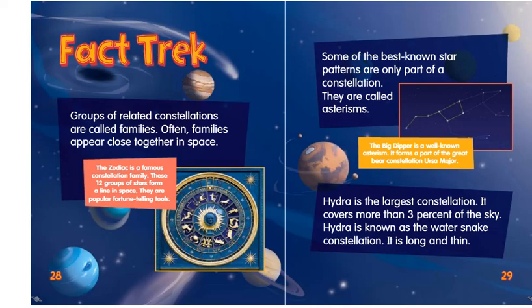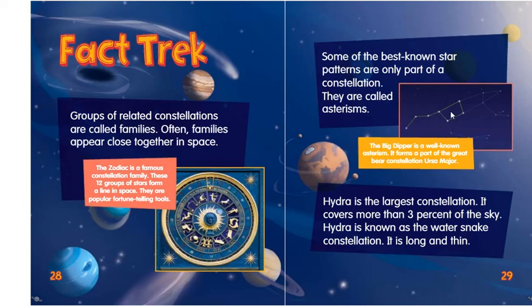And final page today, fact check. Groups of related constellations are called families. Often families appear close together in space. So some of the best known star patterns are only part of a constellation, and they are called asterisms. So some of those would include like the North Star, or like the Big Dipper, a well-known asterism. It forms a part of the Great Bear constellation Ursa Major.